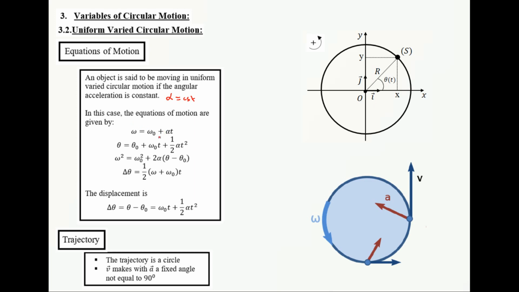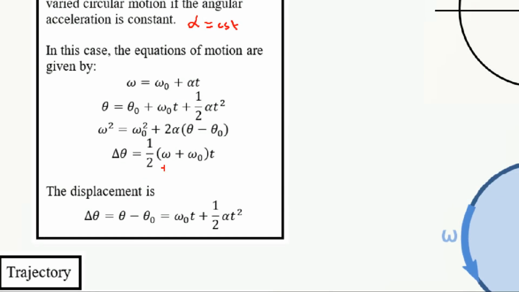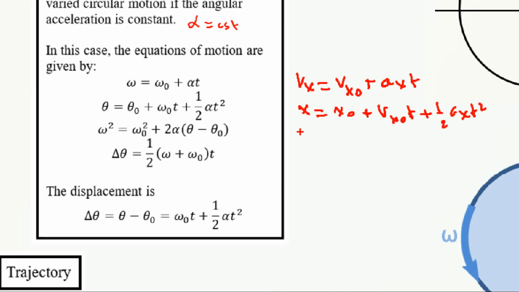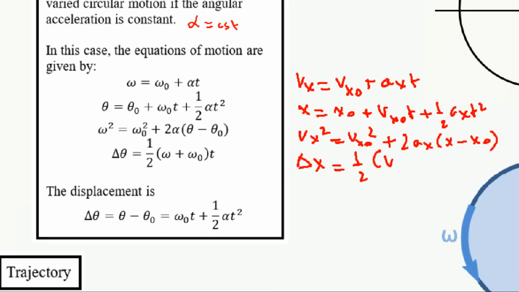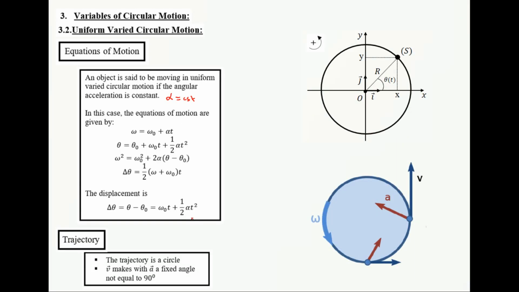In this case, the equations of motion are given by: Vx is Vx0 plus ax t, and they are both analogous. x is given by x0 plus Vx0 t plus half ax t square. Vx square is Vx0 square plus 2 ax (x minus x0). And delta x is given by half (Vx plus Vx0) multiplied by t, and the displacement, dragging theta 0 to the other side, we're going to have the following displacement.